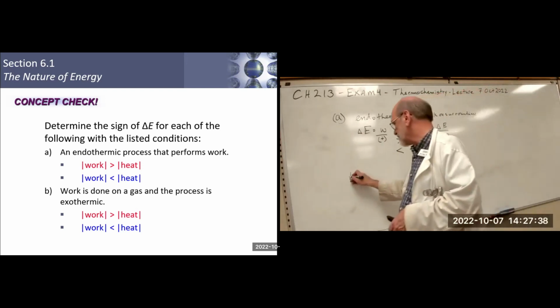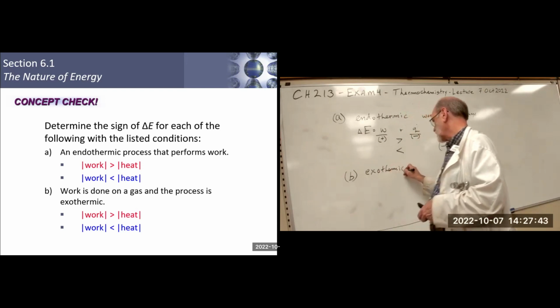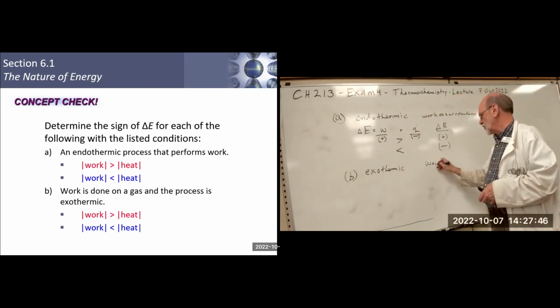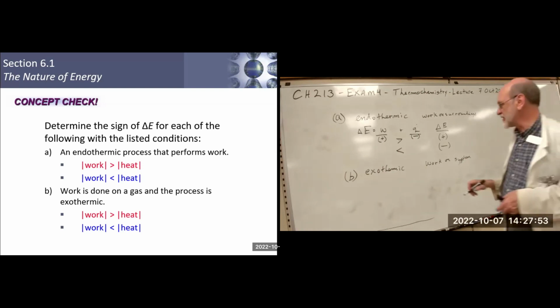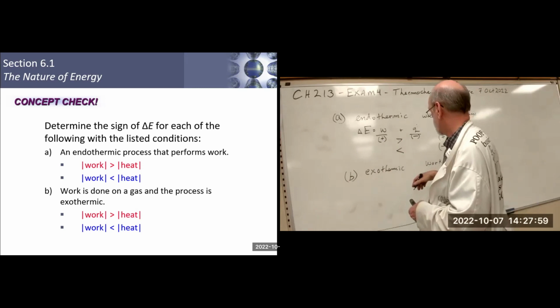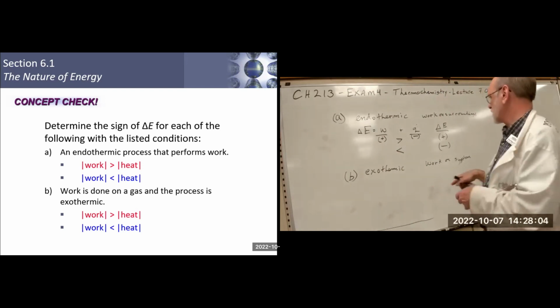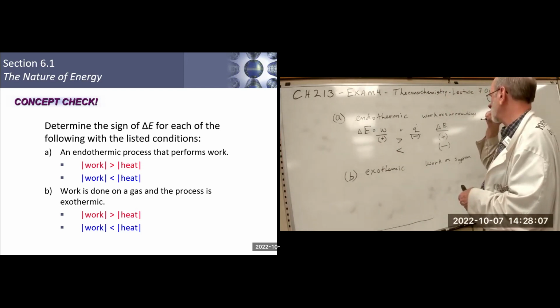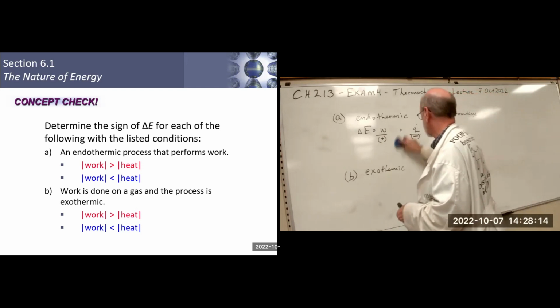Okay, how about B? For B, we have an exothermic process and work on the system. So work is being done on the system. Okay, so work now... wait a minute. No, I did that wrong. I'm sorry, I did that wrong.